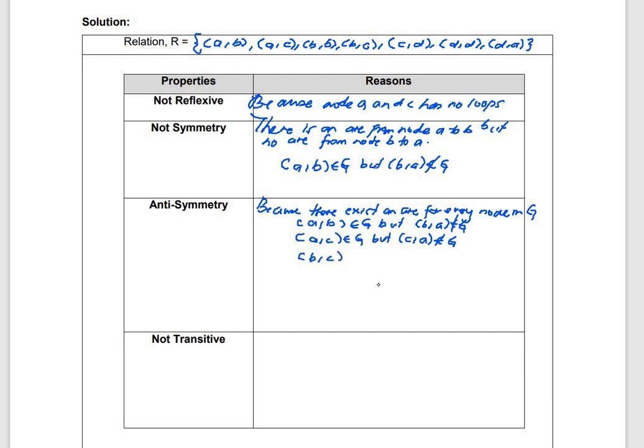B, C in G. Kat mana kita ambil ni? Kita kena ambil semua atas ni lah. Okay, semua yang atas ni. Okay, B, C in G, but C, B not in G. Okay, lagi satu D, A in G, but A, D not in G. Okay, dan tulis semualah. Okay.